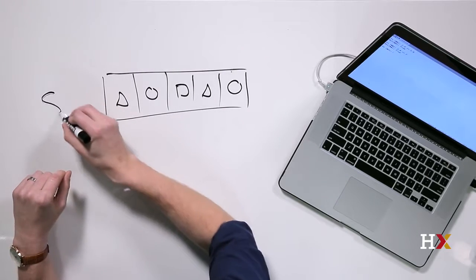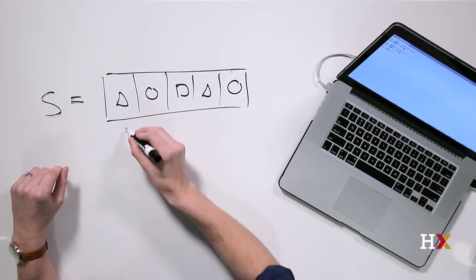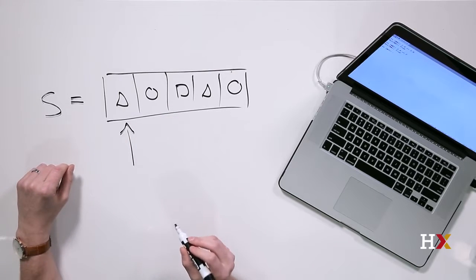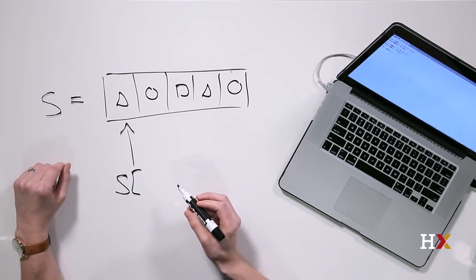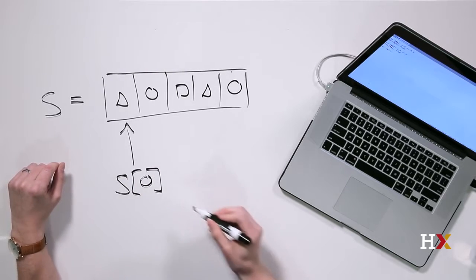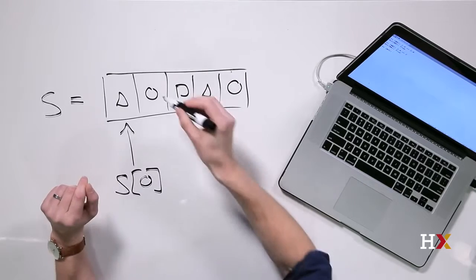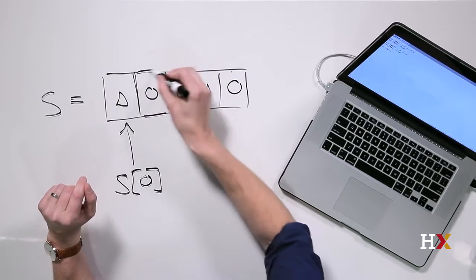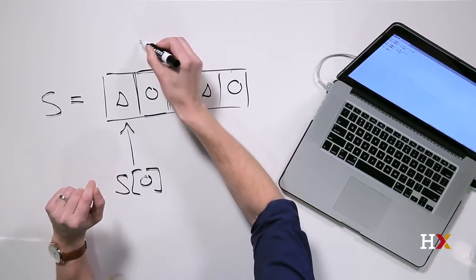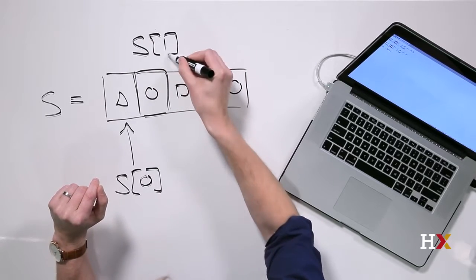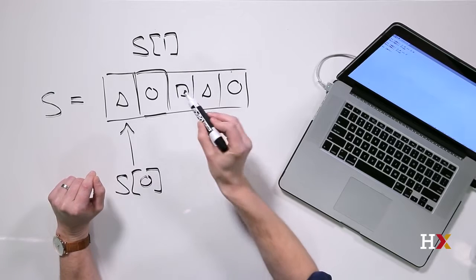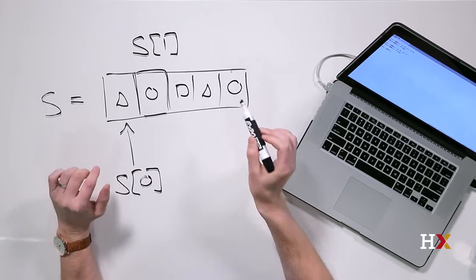So if we call this sequence S, we would access the first element in our sequence by typing S and in brackets putting its location, which is 0. This object here in the second position would be addressed and accessed as S bracket 1 and so on. This would be S 2, 3, and 4.